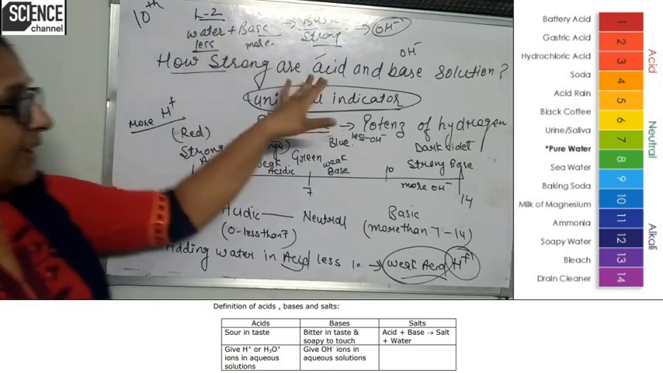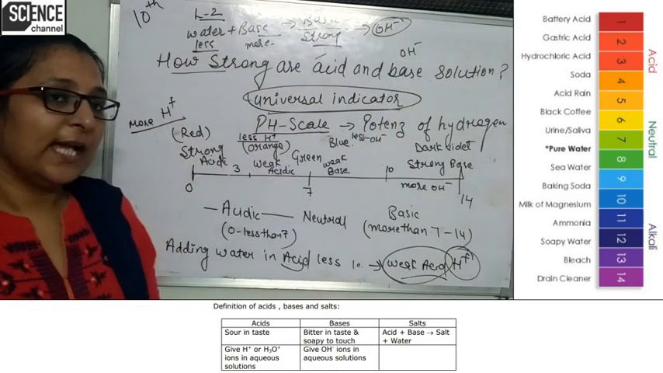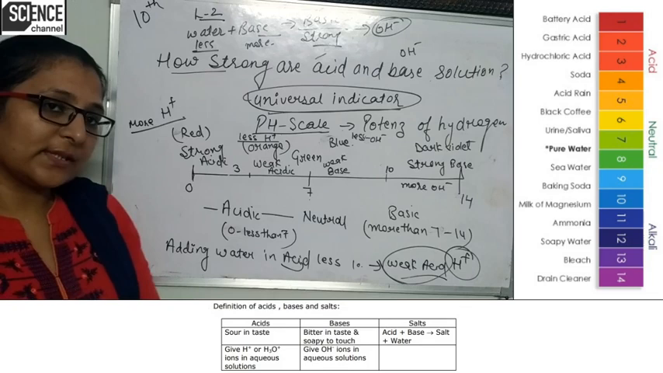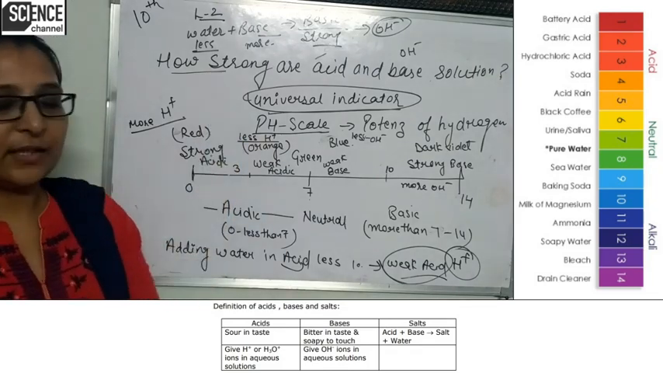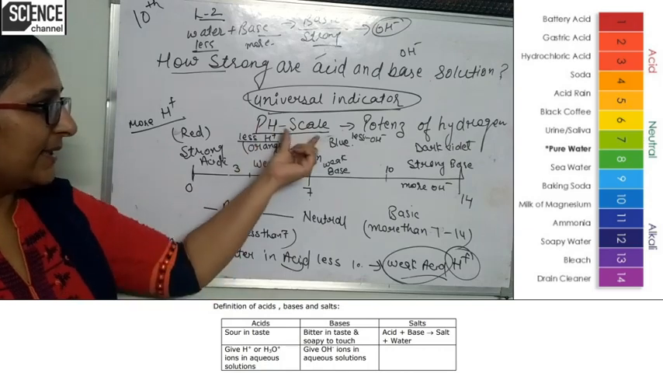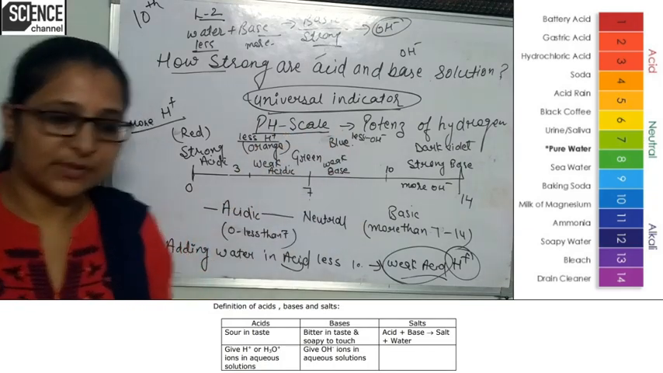How can we detect whether the solution is a stronger acid or a weak acid, strong base or a weak base? By using a universal indicator or the pH scale. And the pH scale is the percentage of hydrogen.